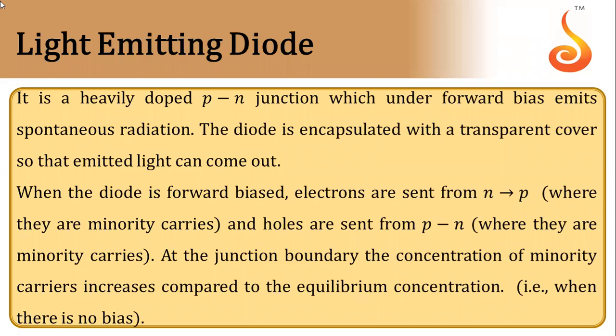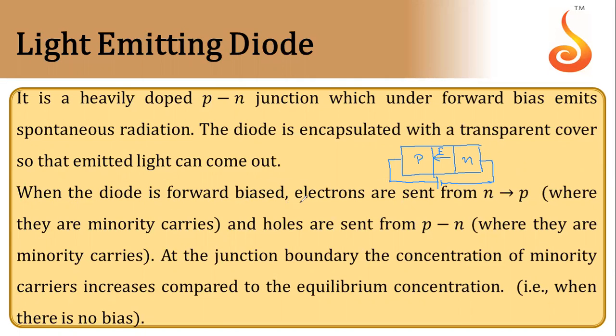The next use of the diode is in a light emitting diode. So this LED is a heavily doped PN junction, which under forward bias emits spontaneous radiation. Please remember, here it is a PN diode and it is in forward bias, which means the positive terminal of the battery will be attached to the P side and the negative terminal of the battery will be attached to the N side. And we know the electric field is directed from N to P type.